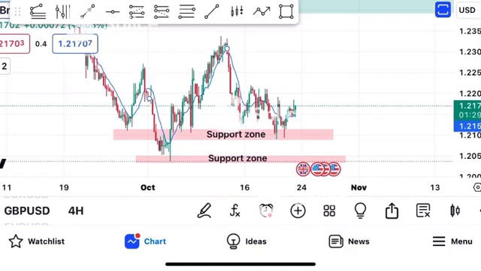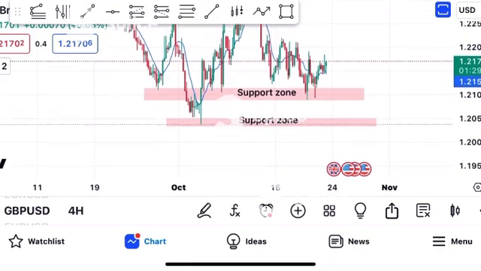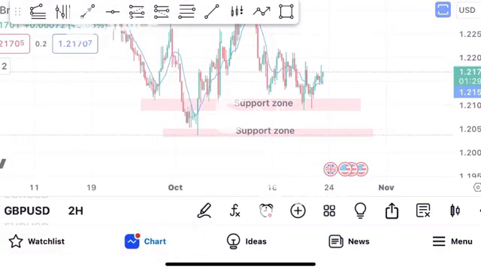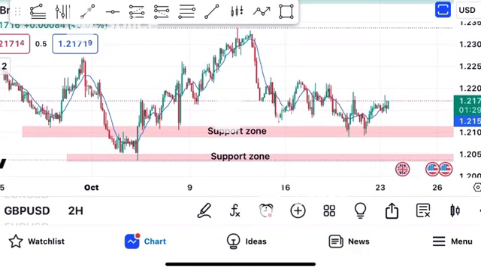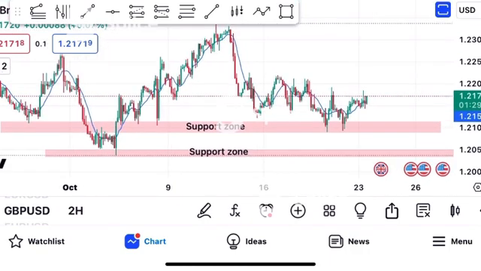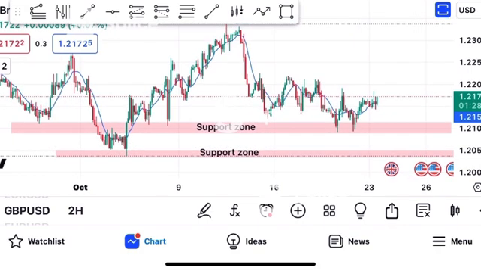So I've identified my support zone in the lower time frame. We can break the time frame lower so that you can have a much deeper understanding about these zones. So as you can see, this is my first support zone and this is my second support zone in the lower time frame. So let us identify our resistance zones.